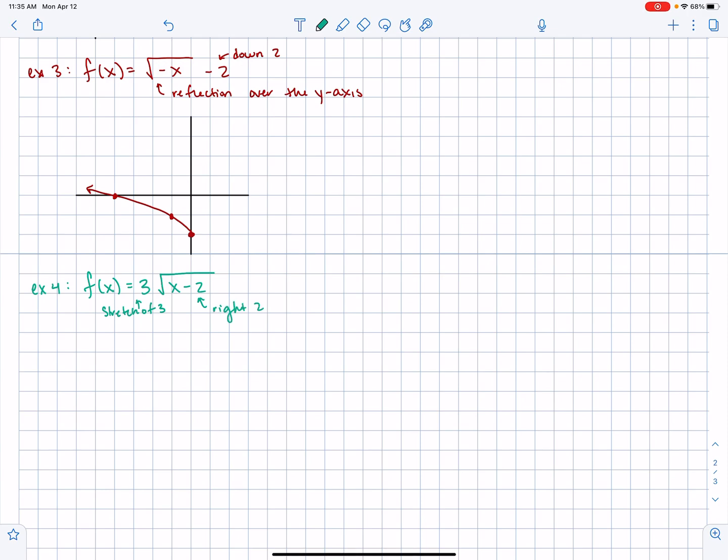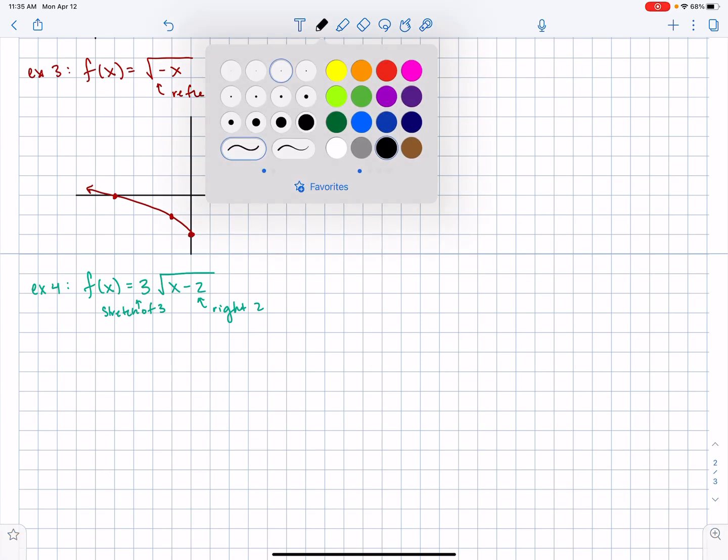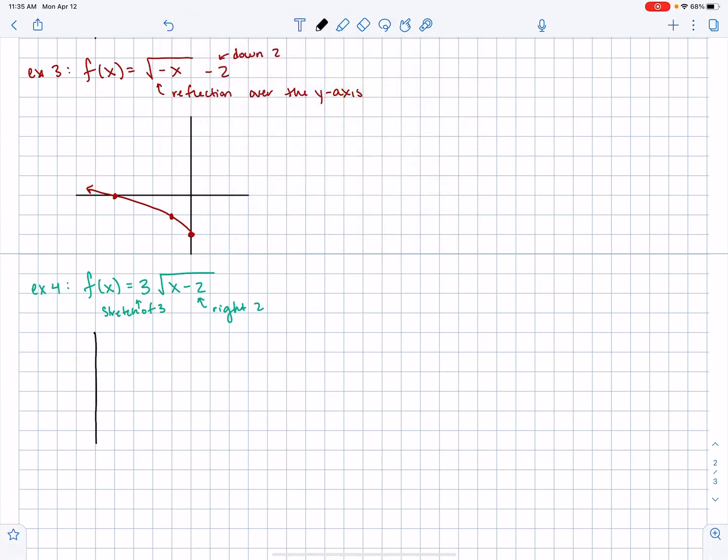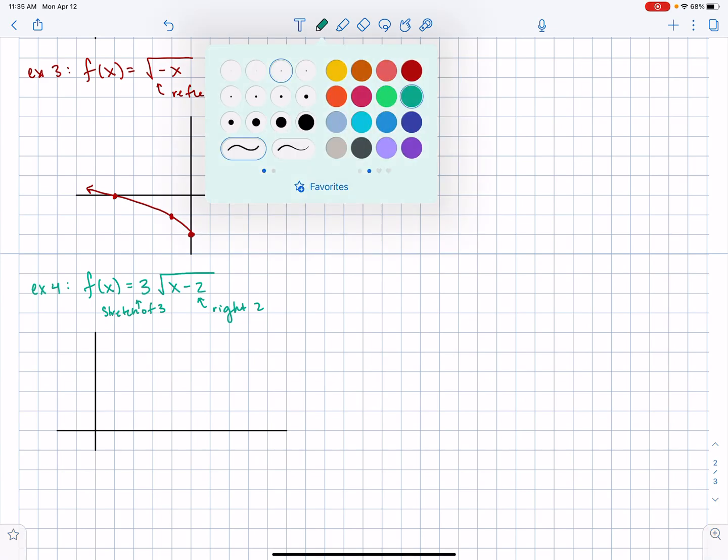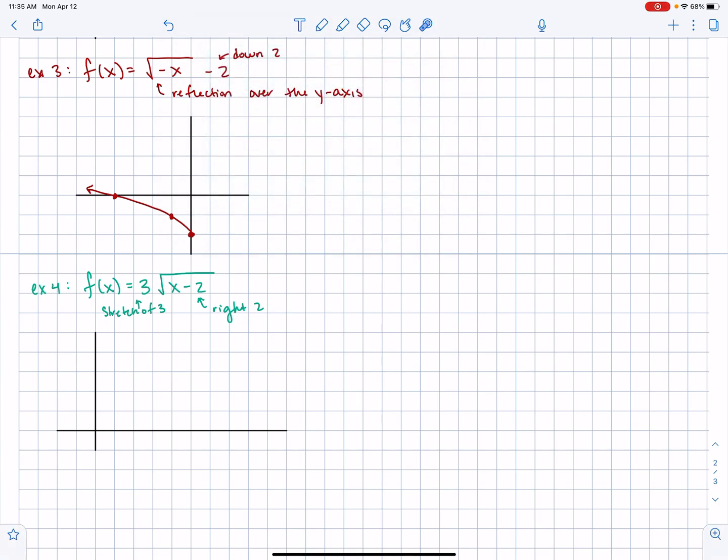All right, so looking at our set of axes, I know that we're going to go right 2, so I want to set my axes up over on the left side so I have plenty of room to work. All right, starting at my point, I'm going to do my transformation, so right 2. So I'm going to plot my starting point right here.